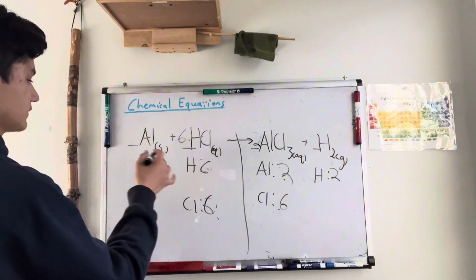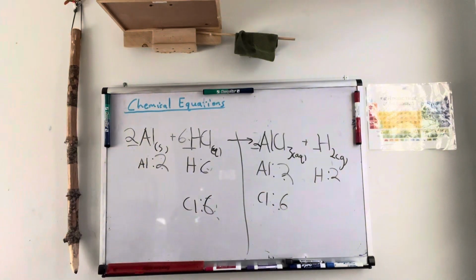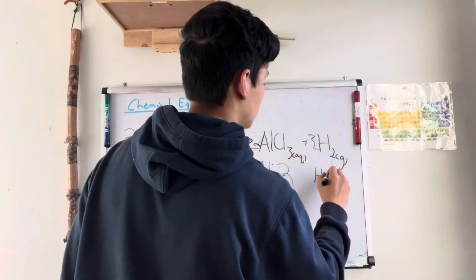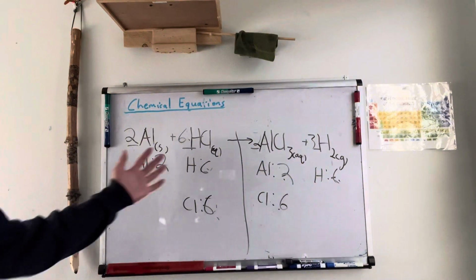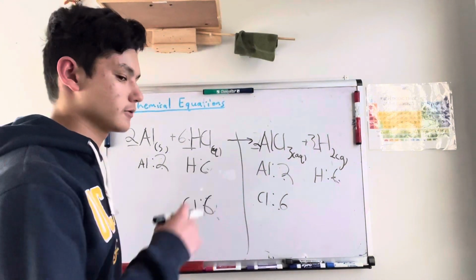And all that we have left is just aluminum. So we multiply that by coefficient 2. And then we have our equation. Well, one more thing, hydrogen. All right, sorry about that. Well, this equation should be balanced, okay? So let's move on to one more example, and then we will move on to double replacement.